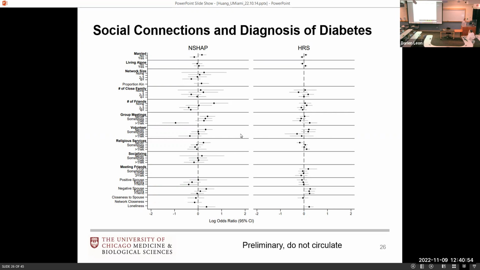One is loneliness. So loneliness emerges as a major factor for developing diabetes. The more lonely you are, the higher your risk of developing diabetes. Another factor that may resonate with some of you is having a negative spouse, which also increases your risk of developing diabetes. So those two come out.